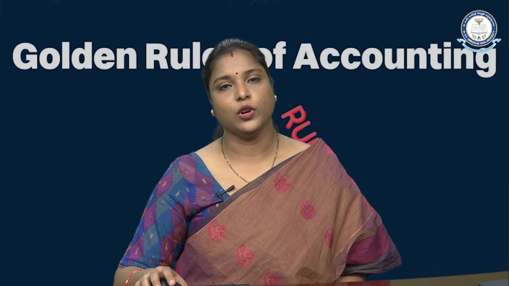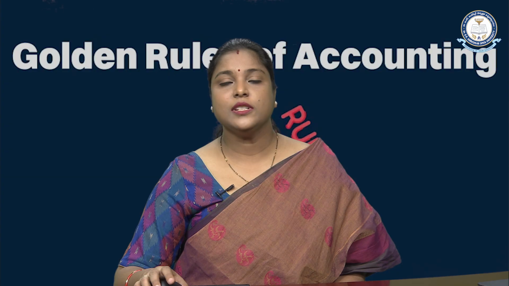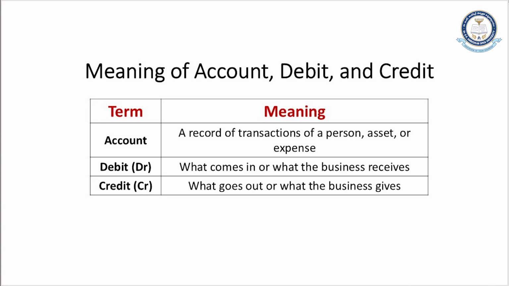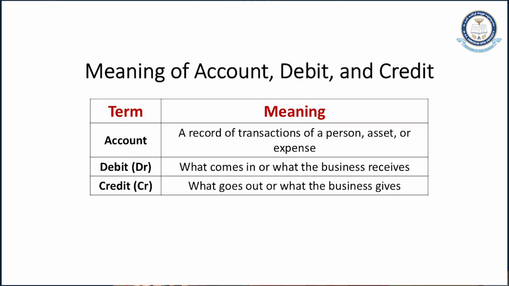Now let's understand what is debit. Anything which comes in, or which a business receives, is known as debit. Anything which a business is receiving is debit. In contrast, what is credit? Credit is anything which a business gives. Debit, what it's receiving. Credit, what it's giving. Anything coming into the business will be debited. Anything going out of the business will be credited. So this is the basic concept of what an account is, what debit is and what credit is.